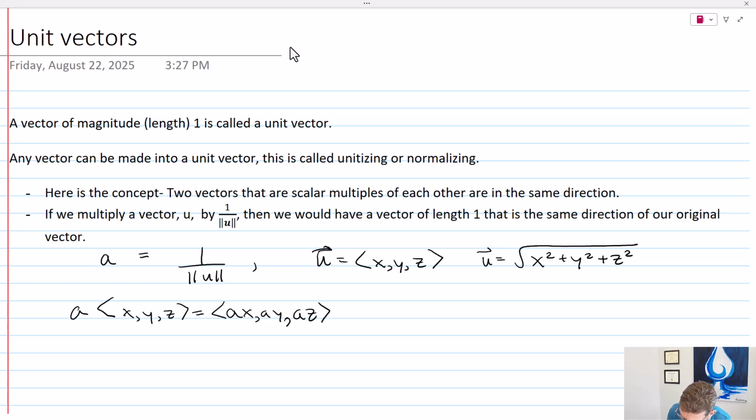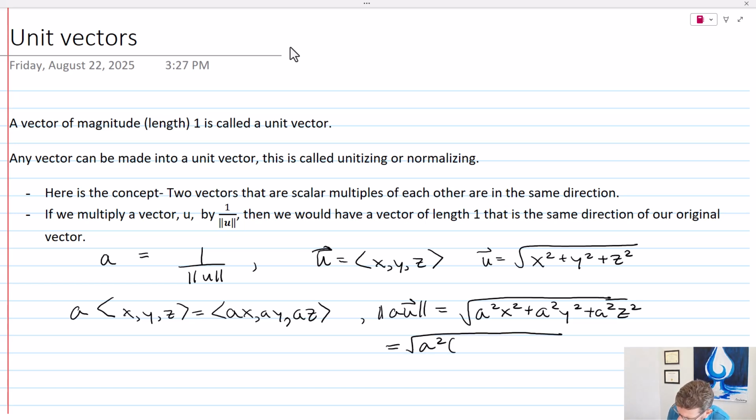The magnitude of this new vector is then going to equal the square root of a squared x squared plus a squared y squared plus a squared z squared. I can factor out a squared, and I'm going to get the square root of a squared times x squared plus y squared plus z squared. And that equals, pulling out the a, a times the square root of x squared plus y squared plus z squared.